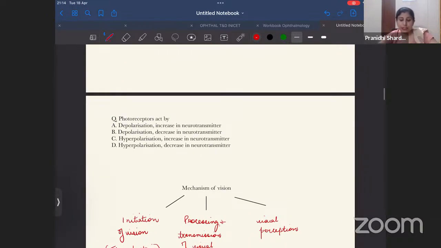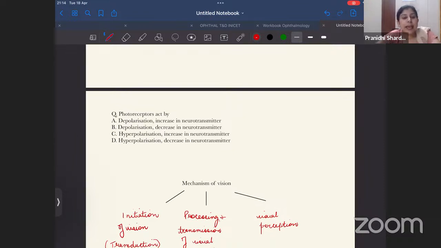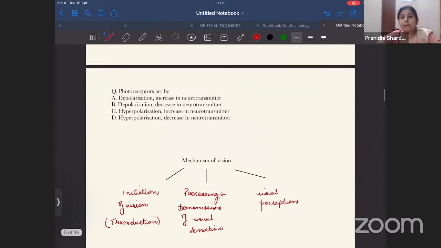The next question is: photoreceptors act by? Now let us talk about the physiology of vision. We know that there are 3 steps in the mechanism of vision. First is the initiation of vision, that is the transduction. Next is the processing and transmission of the visual sensations. And third is the visual perception by the visual cortex.